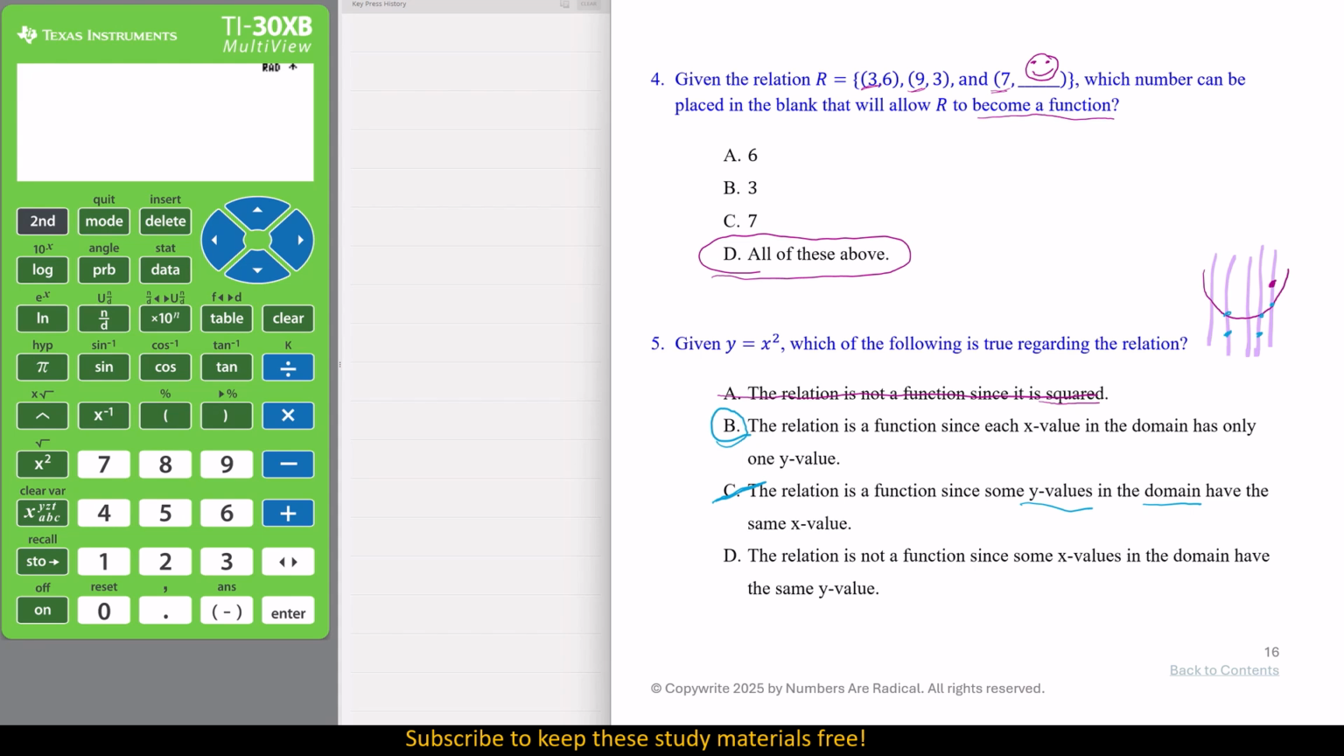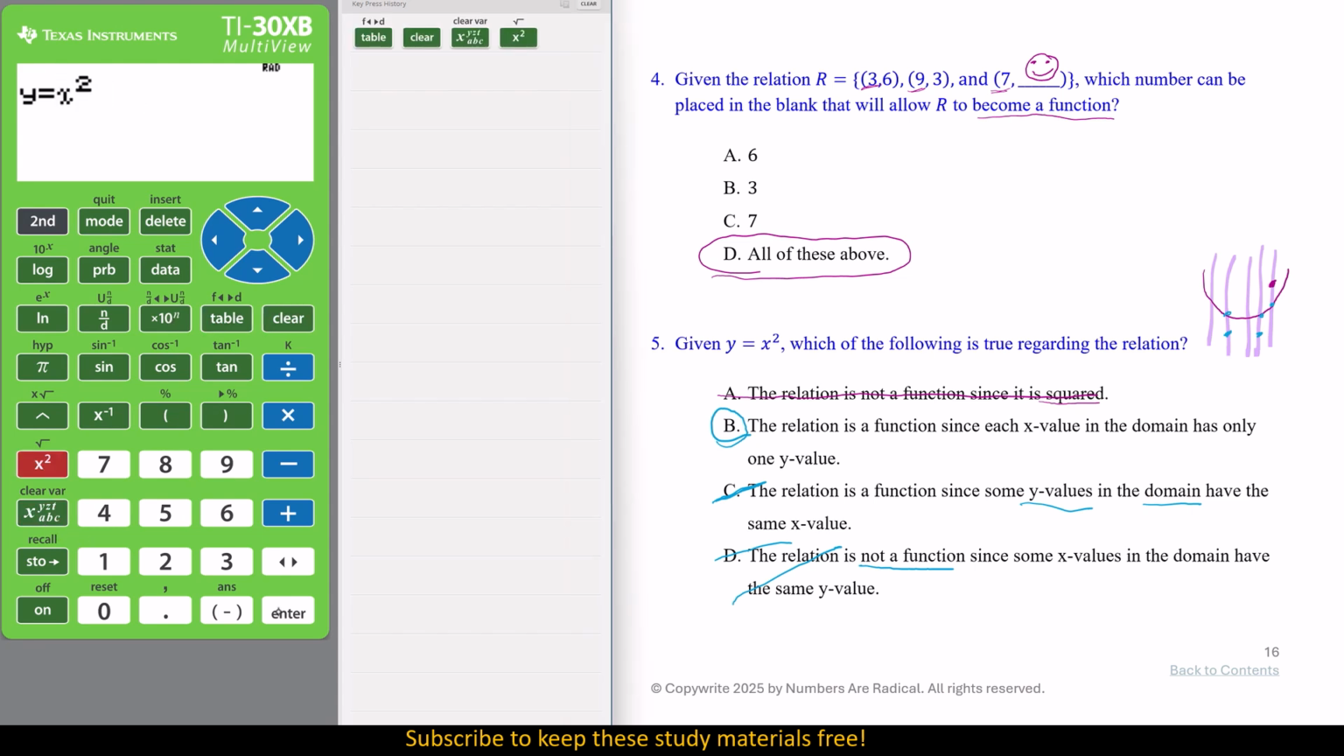And let's look at D. The relation is not a function. Oh, but it is a function. So we have to mark that out. And let's prove it to ourselves. Let's go to our table, clear everything out, and say y squared. Push enter. Start at 0.